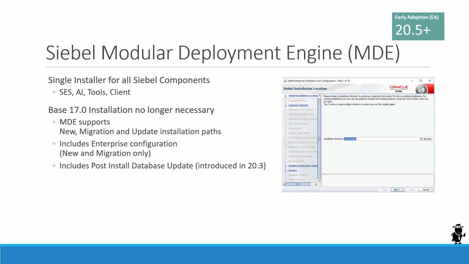Prior to this feature, SES, tools and client had separate installers. So this is now a single installer, and it also does away with the need to install a base 17.0 and then apply the update. So this is not just a single installer for components, but it also includes all binaries, etc. needed for the current version. And it also includes the post-install database update utility that was introduced in 20.3.